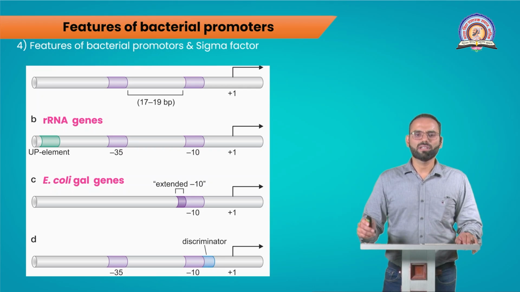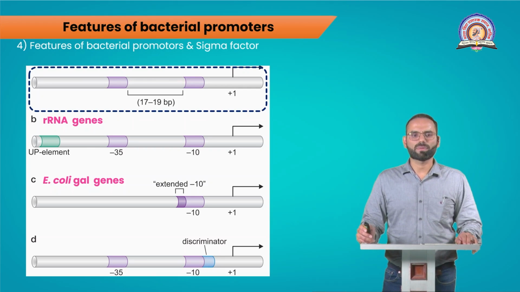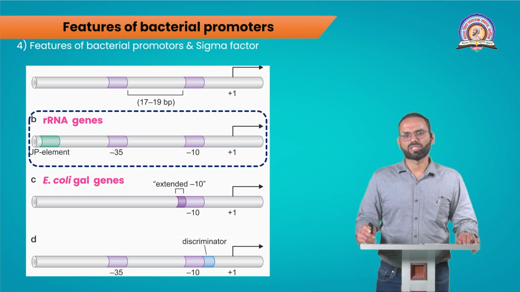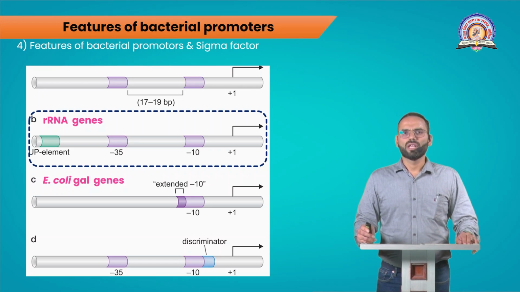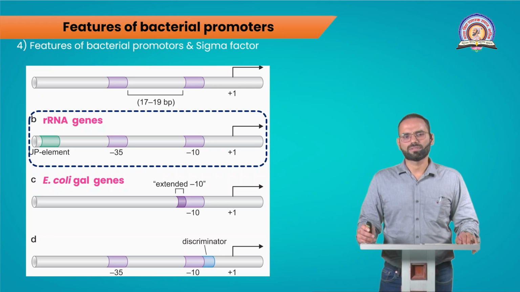As we have just seen, the promoter has a -10 and -35 region separated by a 17 to 19 nucleotide spacer region. And in case of rRNA, there are some additional elements, that is upstream elements. These upstream elements are important for interaction with the C-terminal domain of RNA polymerase, and that will in turn lead to robust transcription from these rRNA genes.